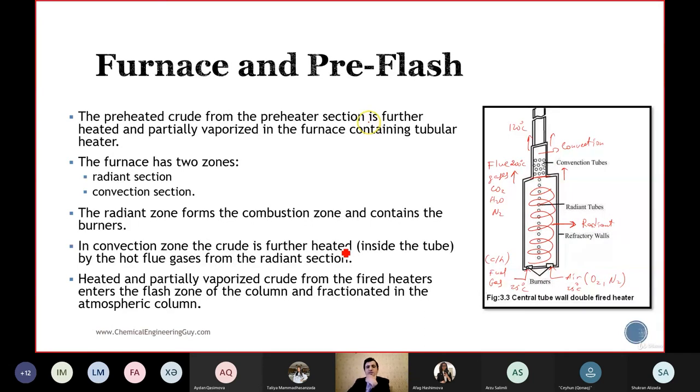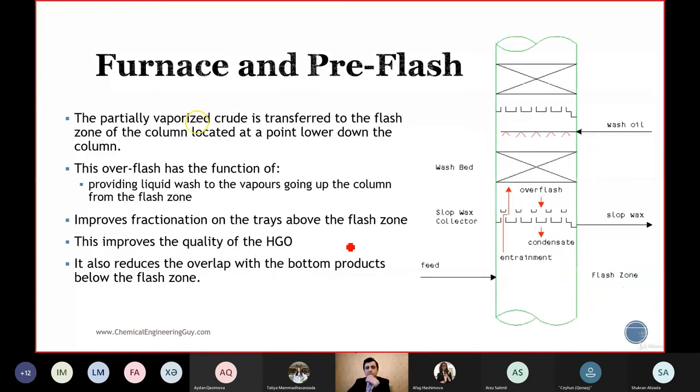Now this is the part of the pre-flash column where you have the feed, the flash zone, and the wash oil slop wax, which are the different products. In our case, we will have kerosene, naphtha, etc. The wash oil has the function of providing liquid wash to the vapors going up the column from the flash zone. So here vapor goes up, and the liquid comes down.